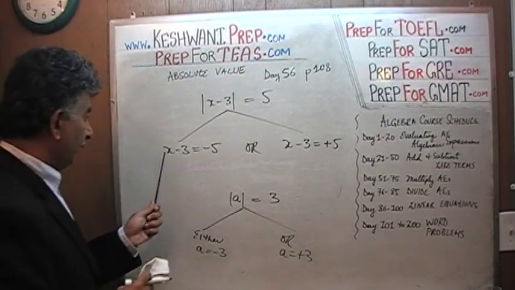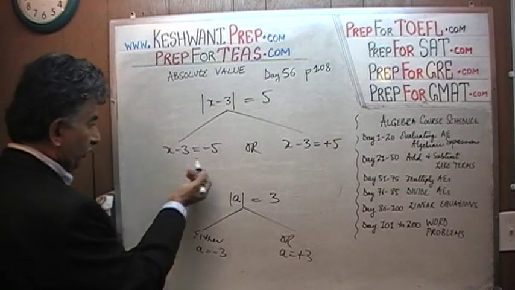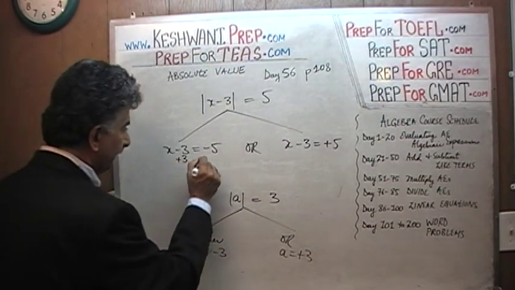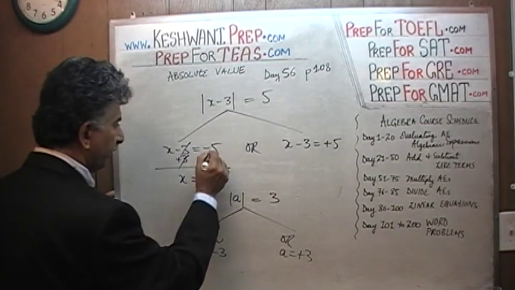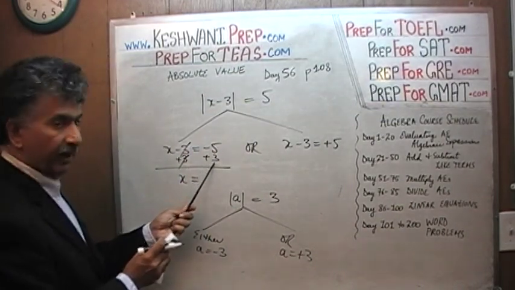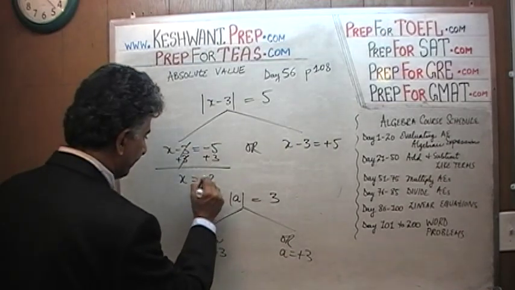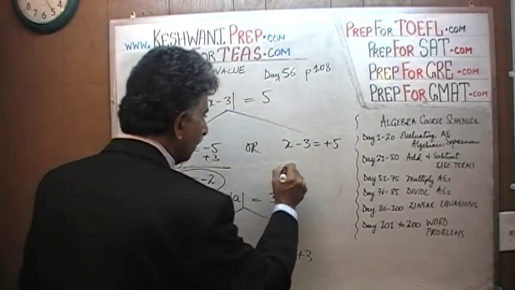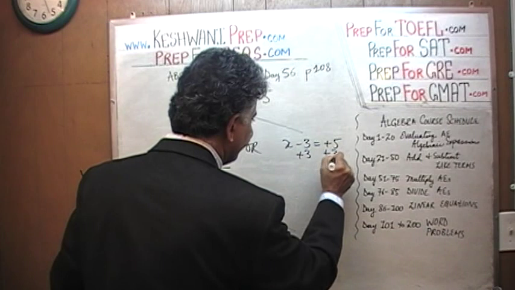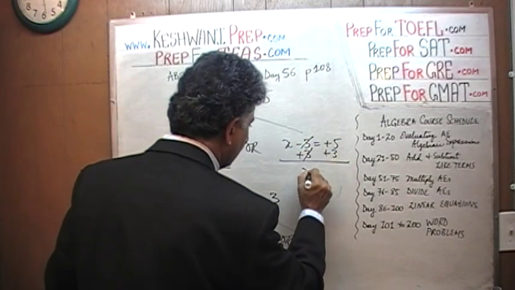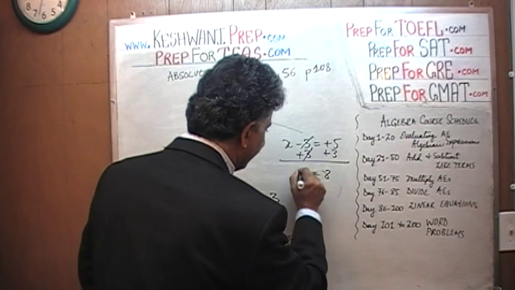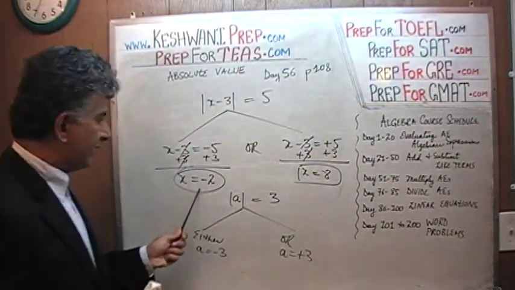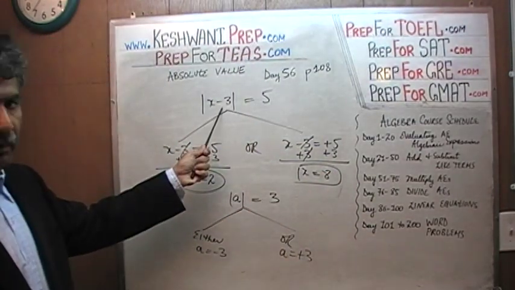For example, if this happens to be true, then in order to find the value of x, we add 3 to both sides. These 3 is going to cancel out, and we find that x is equal to negative 5 and a positive 3, which is negative 2. So x is either negative 2, or if we add 3 here, 3 cancels out, or x could be positive 8. In either case, this will remain true.